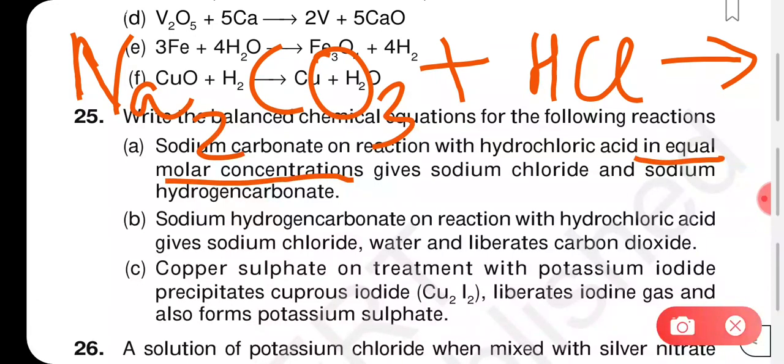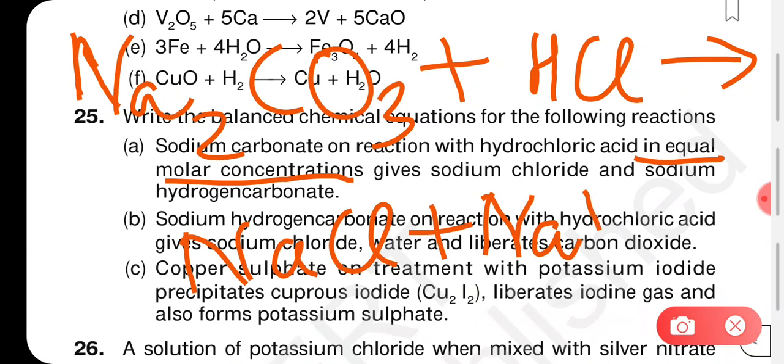So the number of moles is going to remain the same. We will do balancing also later on. Right now we will keep it as 1 molar only: 1 molar concentration of sodium carbonate with 1 molar concentration of HCl. So Na2CO3 plus HCl gives you sodium chloride and sodium hydrogen carbonate. Sodium chloride is NaCl. How do you write sodium hydrogen carbonate? You just keep writing the symbols: sodium symbol is Na followed by hydrogen, and for carbonate it is CO3.